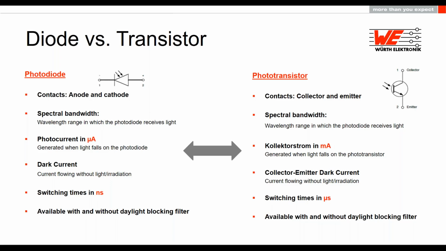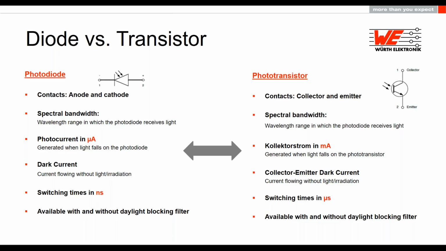The main difference between a diode and a transistor here is the current that is generated. A diode will have a photocurrent generated in microamperes, because we have just a simple conversion of light into electrons. A phototransistor, on the other side, has a collector current in milliamperes. It means that the transistor works again as a transistor and we have a lot of gain. This means that our photocurrent will be multiplied and we'll have a stronger signal, and this means a better signal to noise ratio.